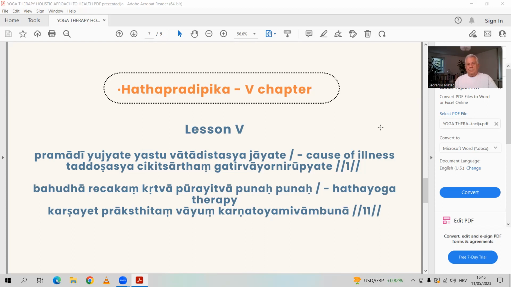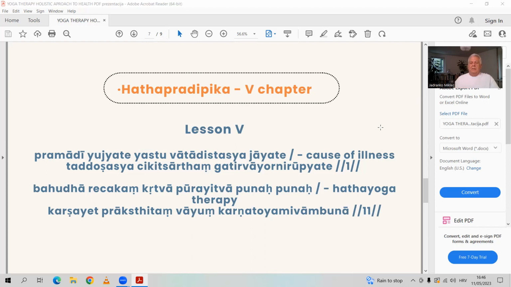Great yogi Svatmarama, the author of the Hatha Pradipika, says that you should do Rechaka and Puraka again and again, punah punah. So this is the principle. In the place where there is a problem in your body, you need to do Puraka and Rechaka again and again until you empty that space of that problem, as it is said, like when somebody is washing your ear, putting the water and splashing the ear until it is clean.